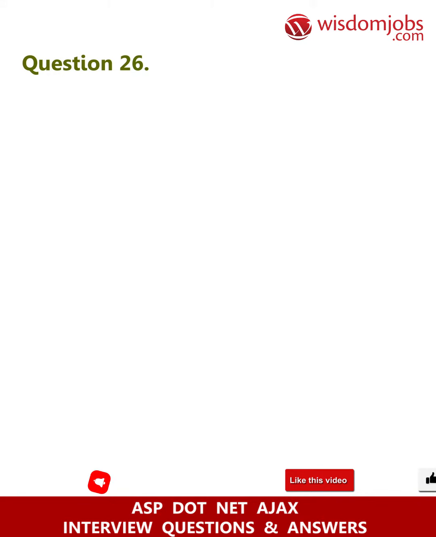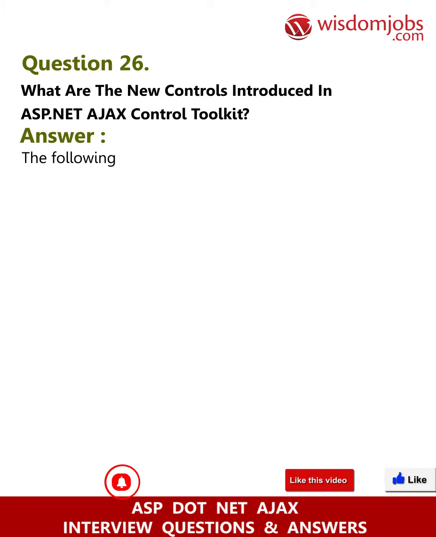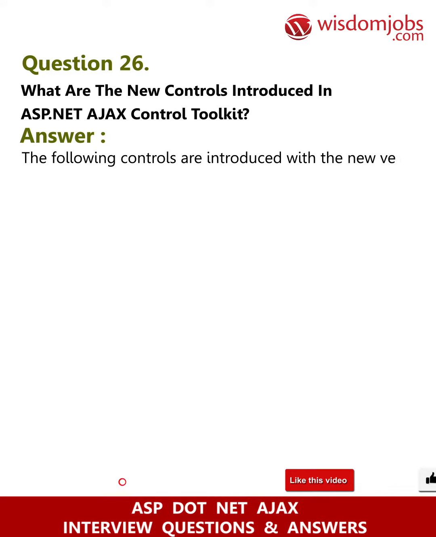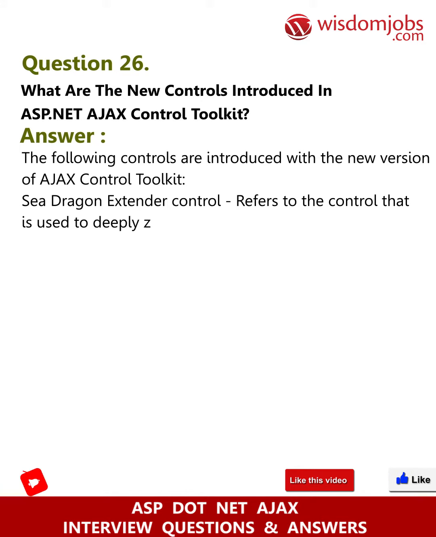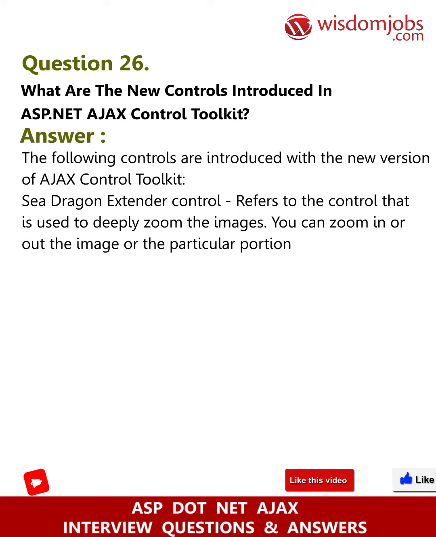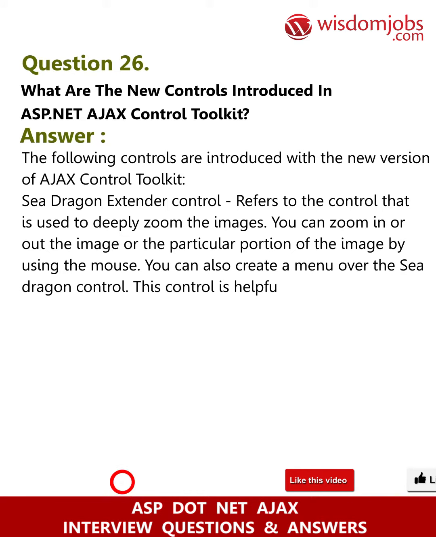Question 26. What are the new controls introduced in ASP.NET Ajax Control Toolkit? Answer. The following controls are introduced with the new version of Ajax Control Toolkit. Seadragon Extender Control refers to the control that is used to deeply zoom the images. You can zoom in or out the image or the particular portion of the image by using the mouse. You can also create a menu over the Seadragon control. This control is helpful when you want to analyze the image closely.